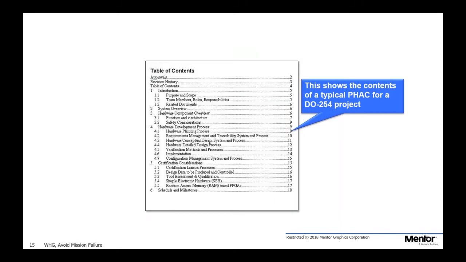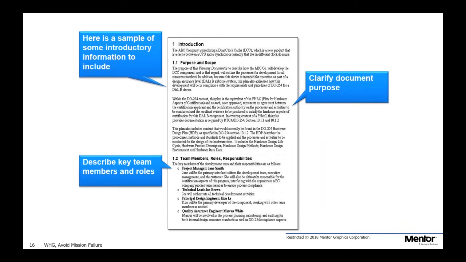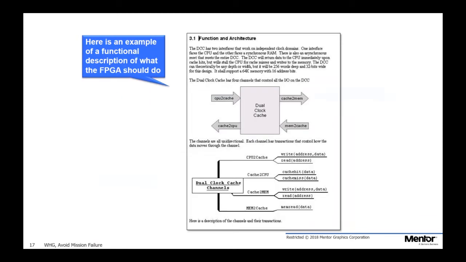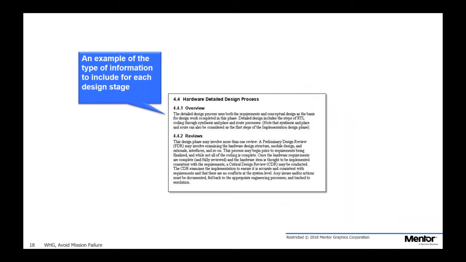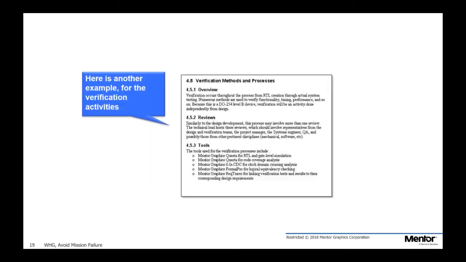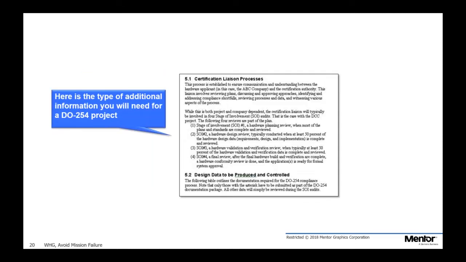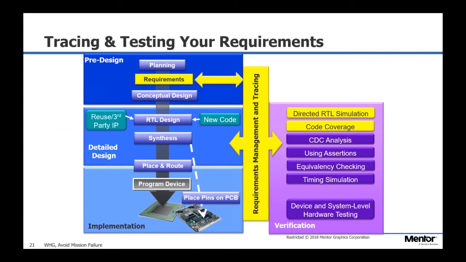You always want to have a table of contents. You're usually going to have the first section be a purpose and scope of the document, team members who are going to be involved, and then a functional description of both the architecture of the design, all the different design phases you're going to spell out, and the verification activities. Then after all of these things, we get into declaring the requirements for that design.